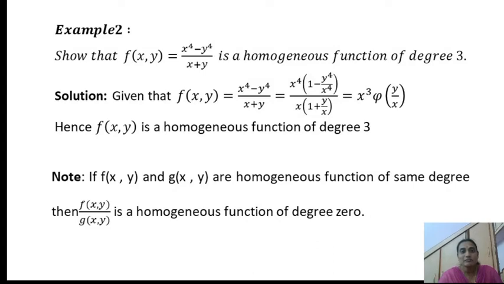Next, note, if f(x,y) and g(x,y) are homogeneous functions of the same degree, then f(x,y)/g(x,y) is a homogeneous function of degree 0. That means, if the numerator and denominator are of the same degree, then the degree of that function becomes 0.